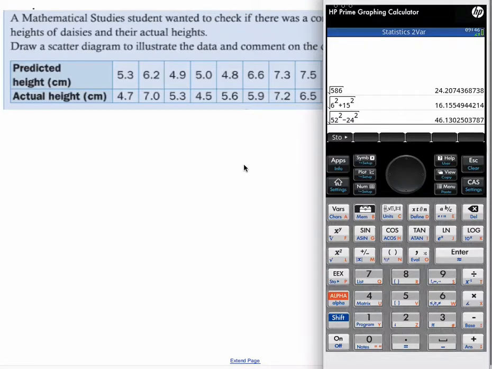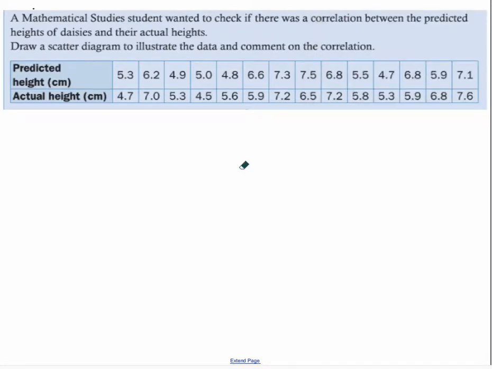Hello, this is Mr. Collier, and today we are doing line of best fit and linear regression using the HP Prime calculator. Okay, so first we're going to do line of best fit, which you sort of do by hand, but we're also going to use technology to find the mean point which the line of best fit needs to go through. So first we have data: predicted height of daisies and actual height of daisies. So we want to see if there's a relationship between those.